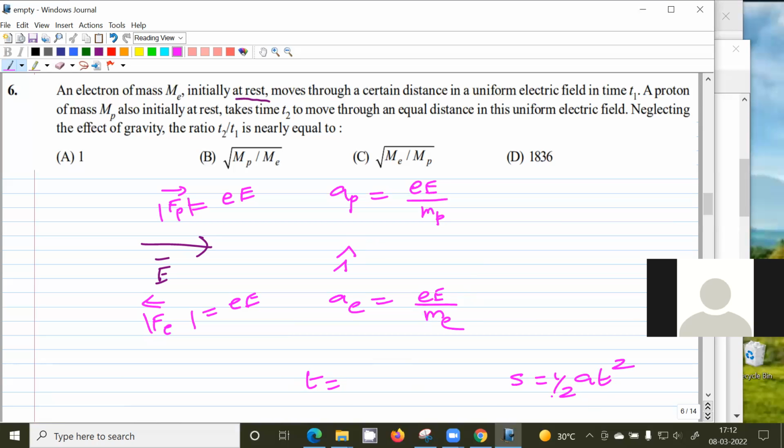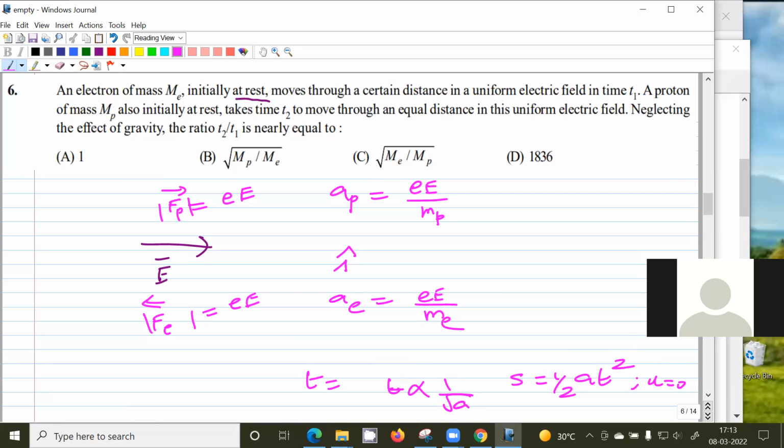s is equal to half a t square. Yes, sir. Why is it true? Because constant acceleration, it's not a varying electric field, uniform electric field. This is ut plus half at square, no? Yes, sir. Then what happened to ut? Initially at rest, they have given, no, sir. Okay, fine. So t is root 2s by a. So the displacement s is same for both.